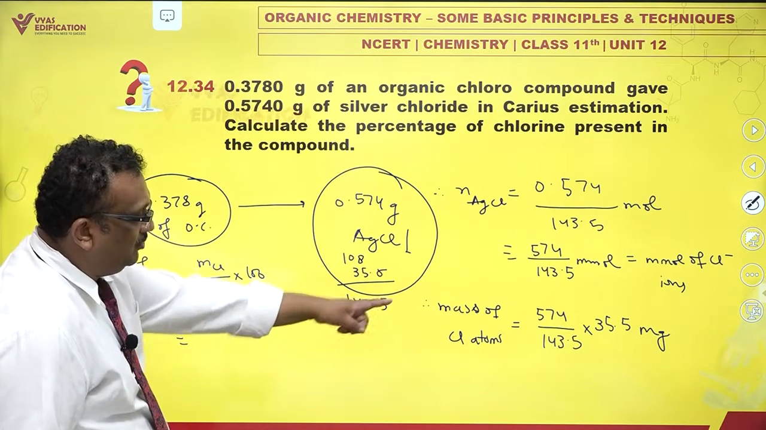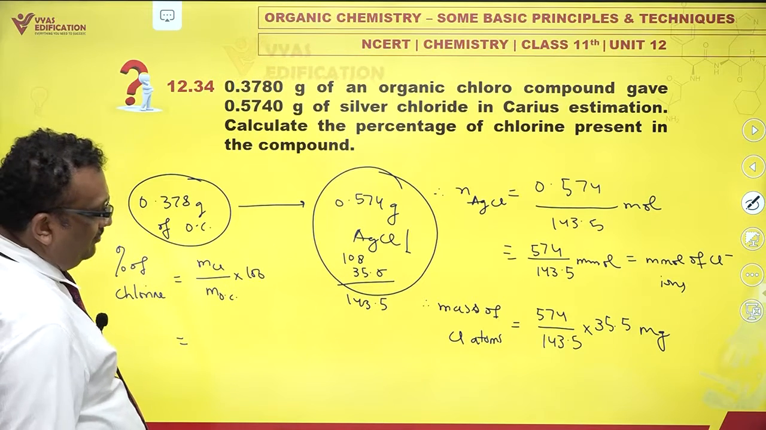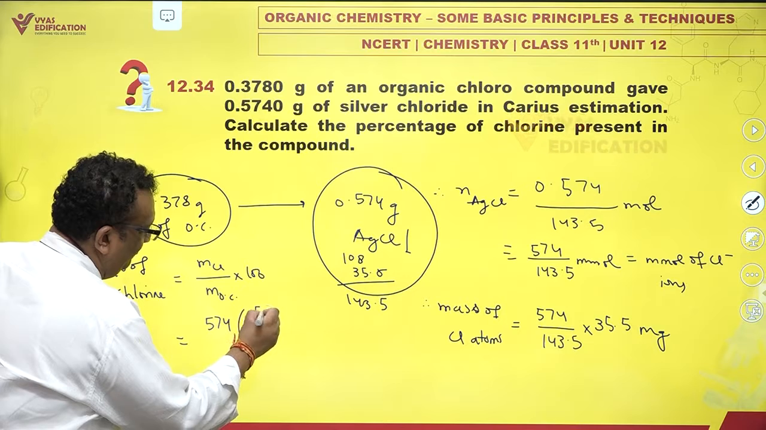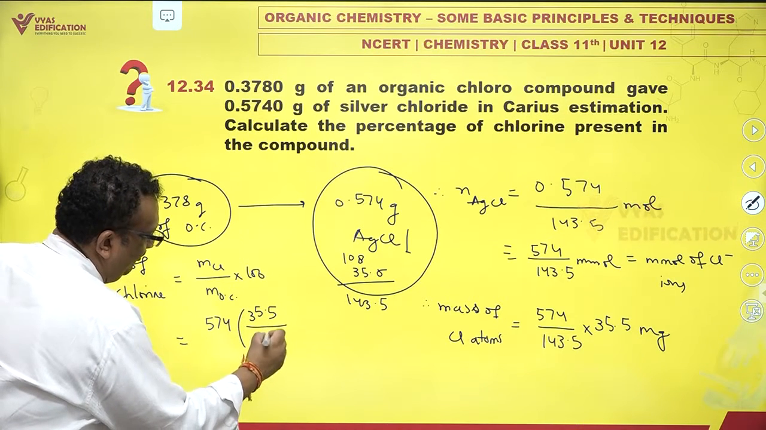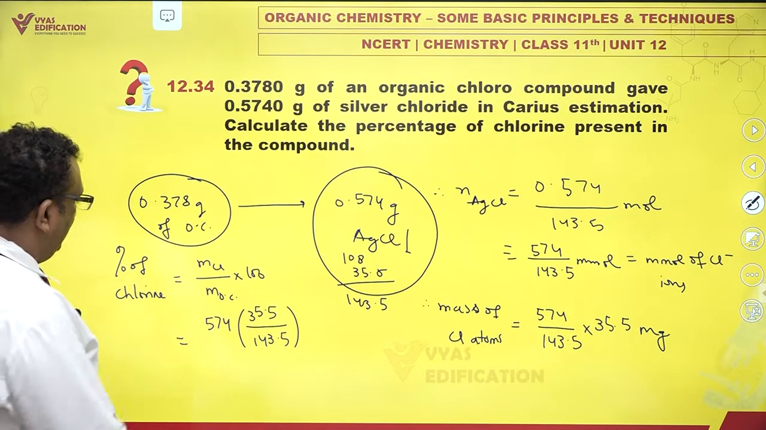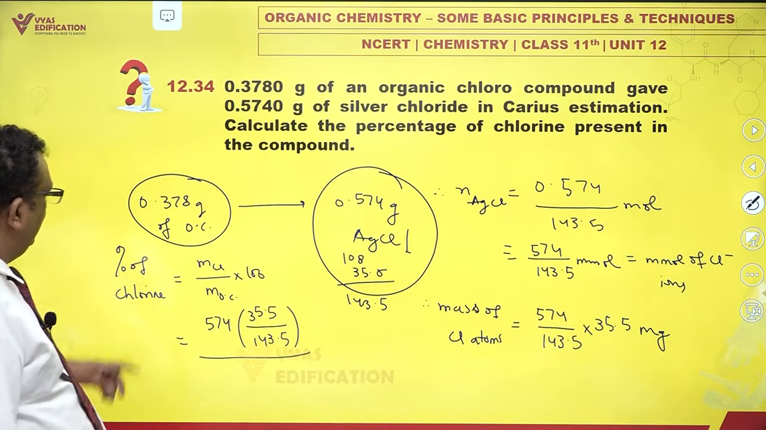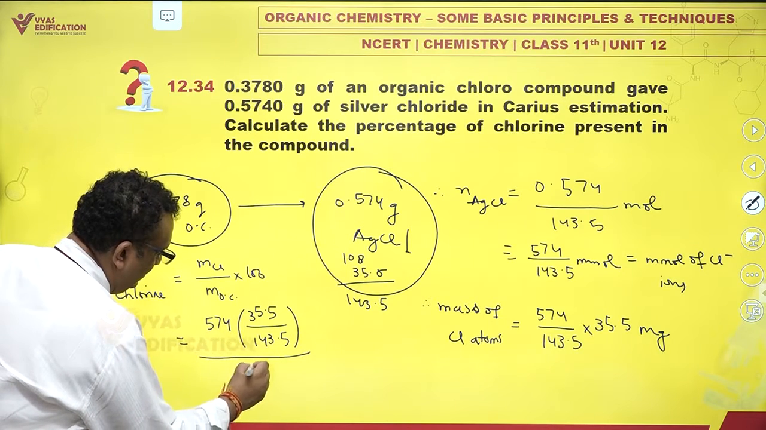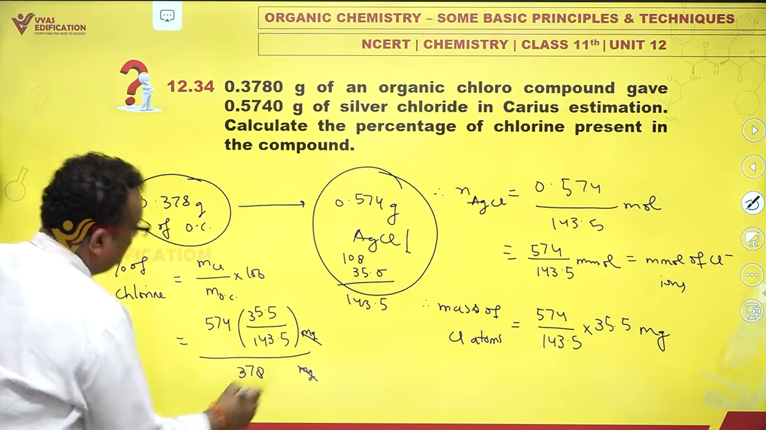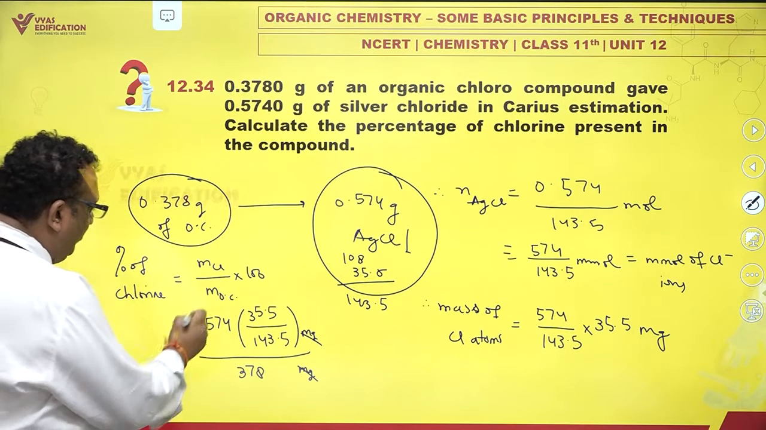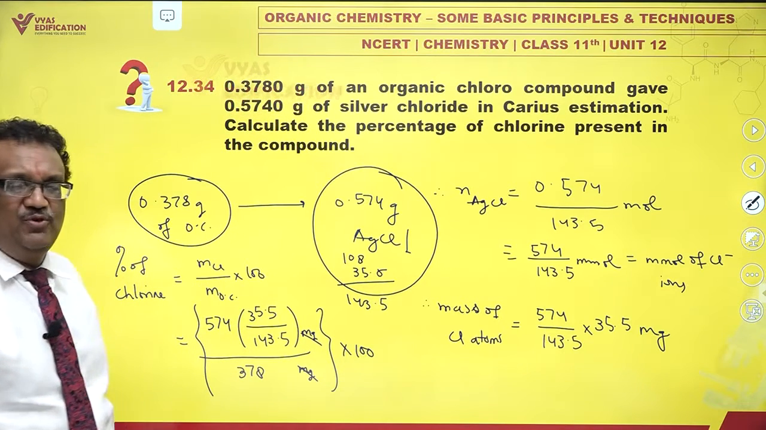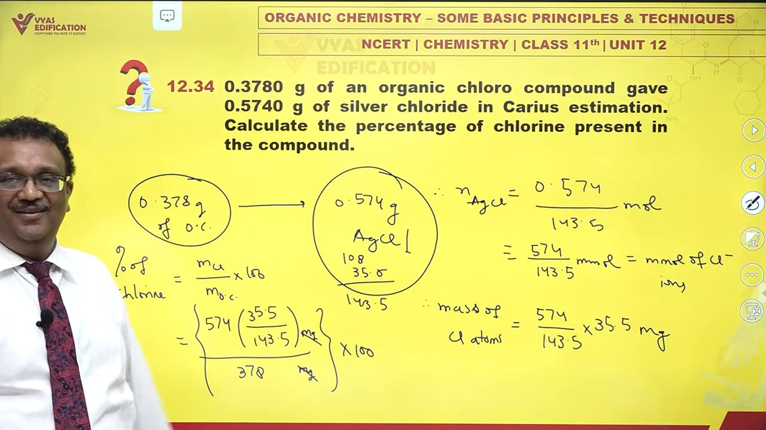Now the mass of chlorine is how much? That dirty number. It is in milligrams. Fine. So 574 into 35.5 divided by 143.5 milligrams, divided by how much? 378 milligrams. Grams have to be converted to milligrams, into 100. I just have to solve this dirty number and I get the answer.